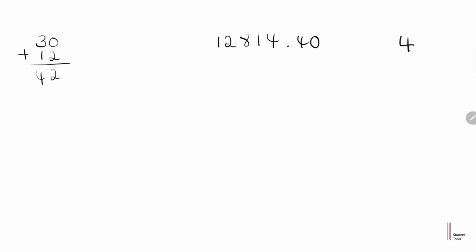So how many months do we have in a year? We have 12 months. So we'll multiply 12 months by 4. That is 48. So he will have to make payments for 48 months. So let us say how much he has to pay monthly on this 12,814 and 40 cents. So we'll divide this by 48. So let's do that on our calculator.